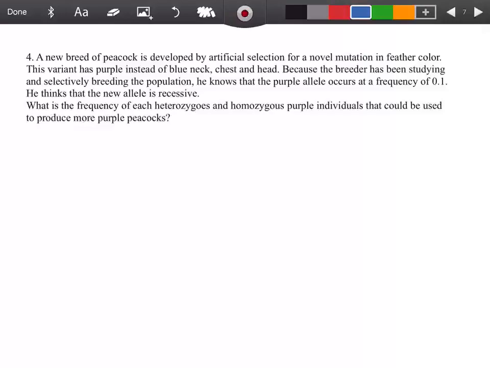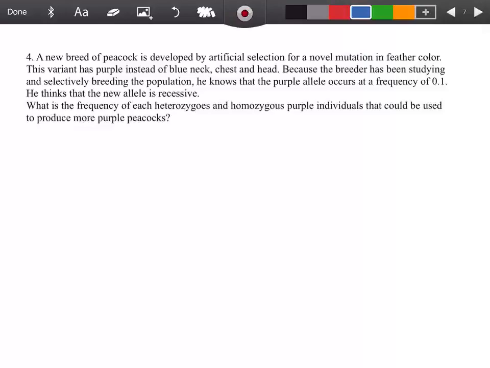Problem, we have a slightly different situation, and I want you to see if you can figure out where our difference comes from. A new breed of peacock is developed by artificial selection for a novel mutation in feather color. This variant has purple instead of blue neck, chest, and head feathers. Because the breeder's been studying and selectively breeding his population, he knows that the purple allele occurs at a frequency of 0.1. He thinks that the new allele is recessive.